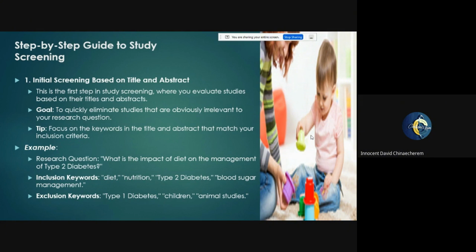You just want to focus on the keywords that match your inclusion and exclusion criteria. So let's assume we're looking at a study. We just searched online, what is the impact of diet on management of type 2 diabetes? This is our research question, our topic. In that situation, some of the words that we're interested in are anything diet, nutrition, type 2 diabetes, blood sugar. So when we start seeing a title of any study that has type 1 diabetes, maybe children, animal studies, things that are unrelated, maybe cancer, whatever, we immediately exclude them in our title and abstract screening immediately.